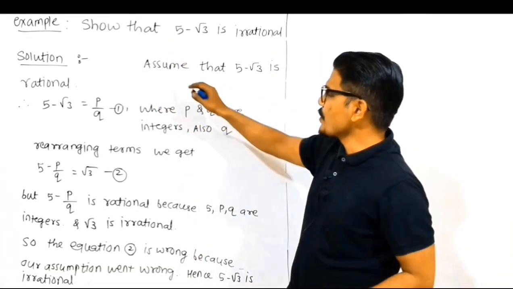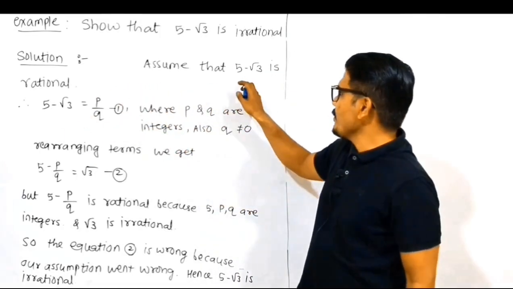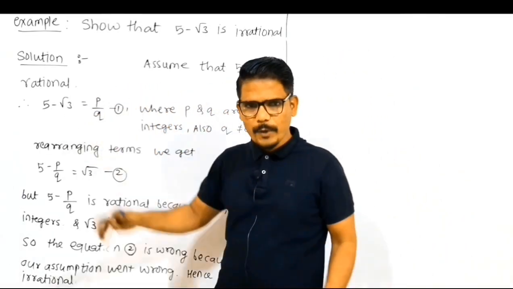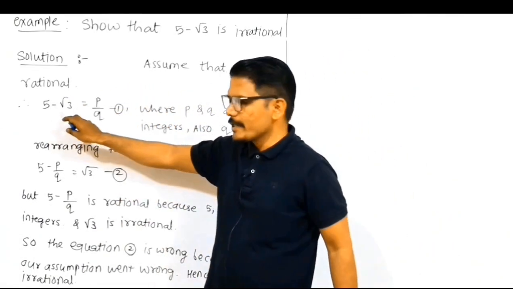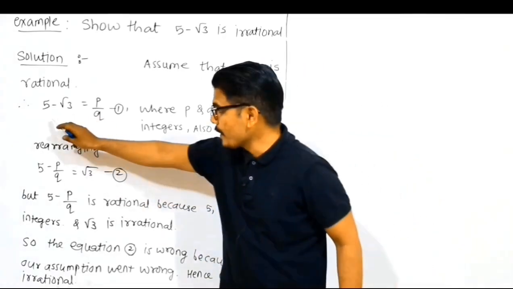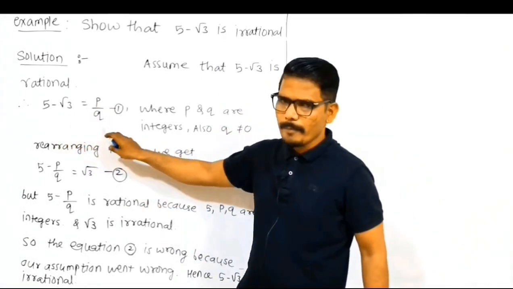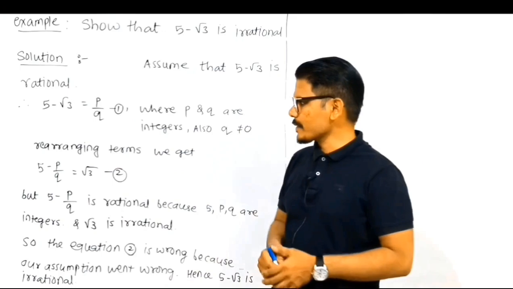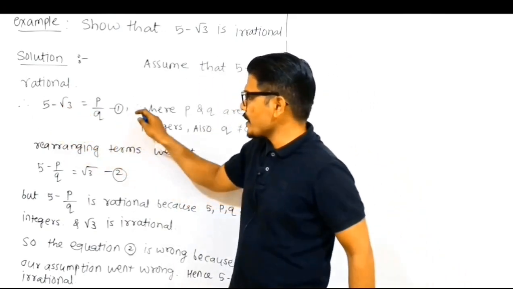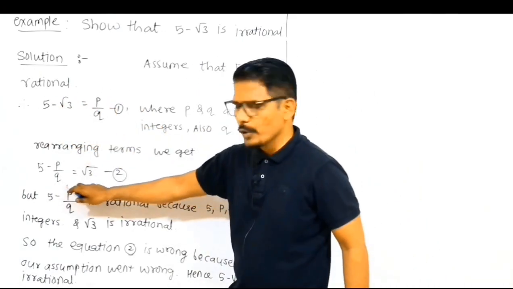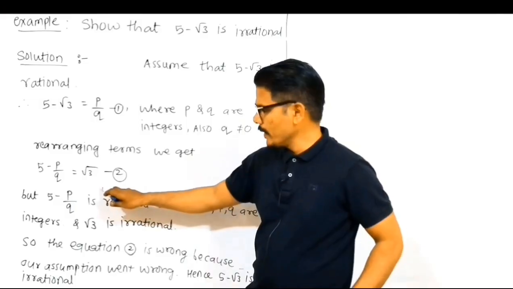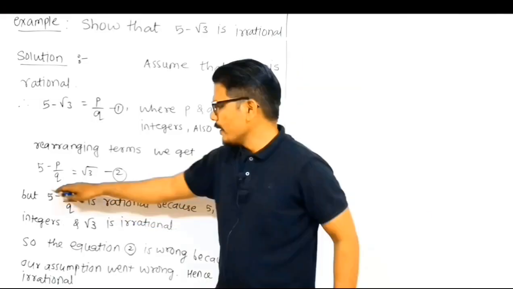We can prove this by assuming that 5 minus root 3 is rational. This is our assumption, step 1. If 5 minus root 3 is a rational number, it means we can convert 5 minus root 3 in p upon q form, where p and q are integers. Now rearrange the terms in equation 1. We get 5 minus p upon q is equal to root 3. Now it is equation 2.